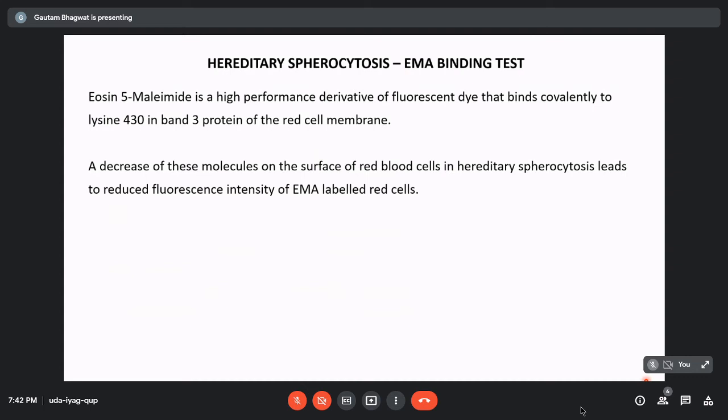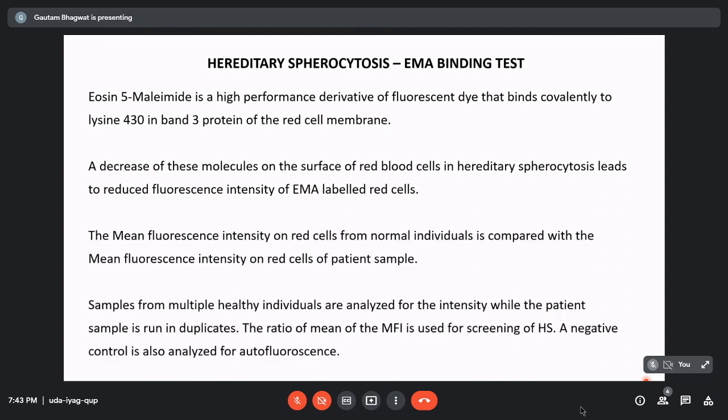This fluorescent dye binds covalently to lysine 430 in the band 3 protein of the red cell membrane. So in a normal individual, the EMA would bind to this band 3 protein and give a good intensity when we analyze it in the flow cytometer. But if there is some defect in the band 3 protein, then EMA will bind to a smaller number of band 3 molecules and therefore give a reduced fluorescence intensity of these EMA-labeled red cells. So in hereditary spherocytosis, we get a decreased fluorescence intensity for the EMA-labeled red cells.